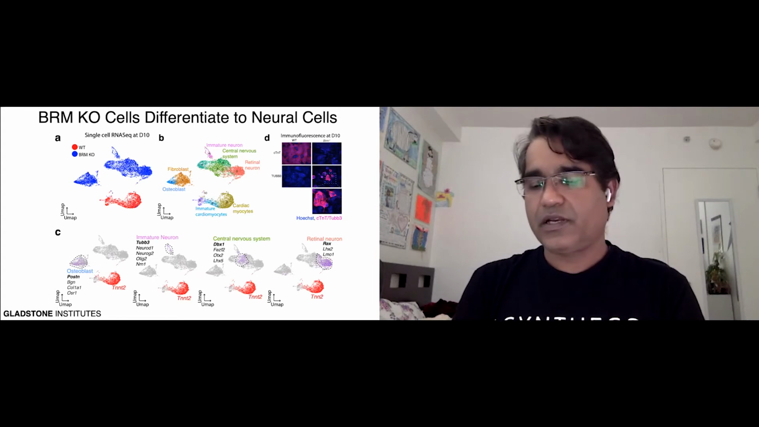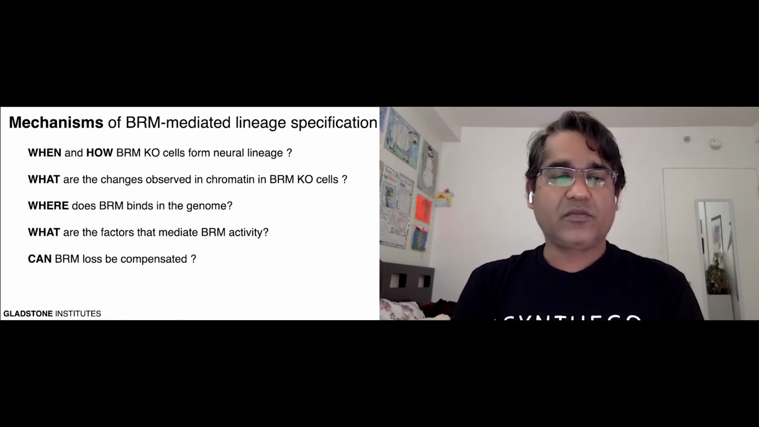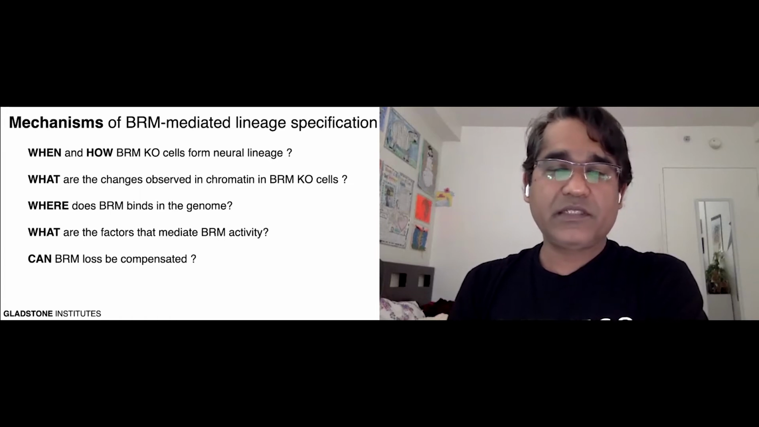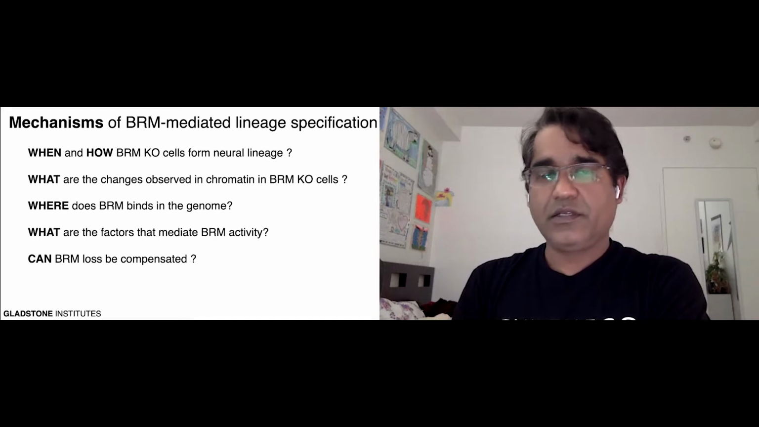in the absence of BRM. To understand the mechanism, we asked: when this lineage bifurcation happens, what are the changes in the chromatin, where in the genome does BRM bind, what factors mediate the activity, and can BRM loss be compensated by any other factors?